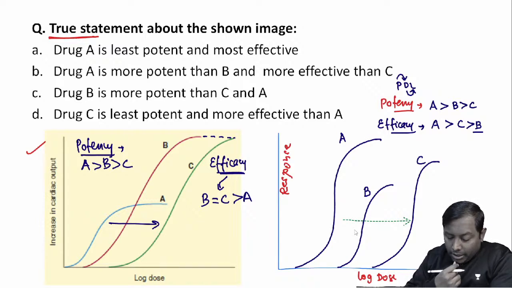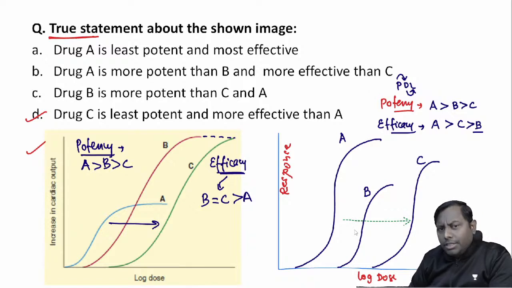Okay, great. So the only one which is a true statement is option D. Drug C is least potent, yes, and more effective than A, yes. Other option A is least potent, yes. Is it most effective? No, it's not most effective. In fact, it's the least effective.